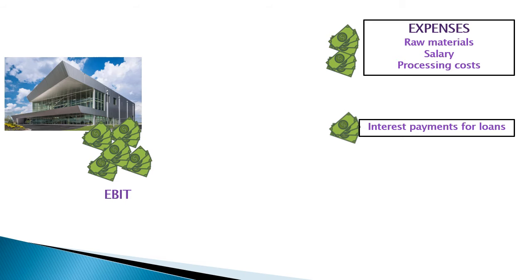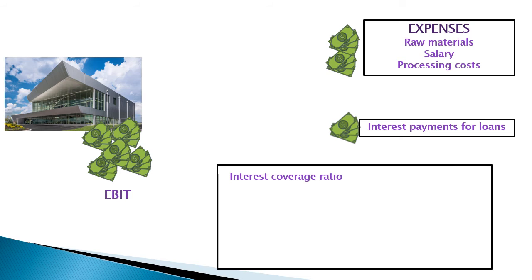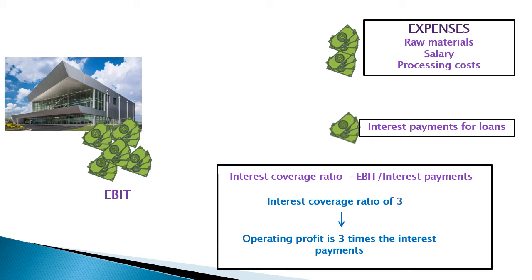Here we should understand one term called interest coverage ratio. Interest coverage ratio is calculated as operating profit or EBIT divided by interest payments. An interest coverage ratio of 3 means the company is earning operating profit 3 times the interest payments. So this ratio can be used to determine how easily a company can pay its interest expenses on outstanding debt.